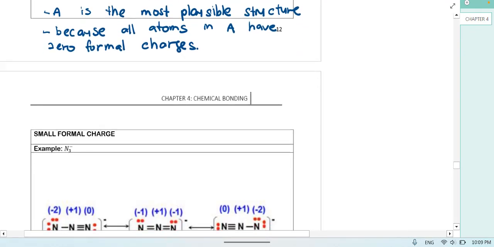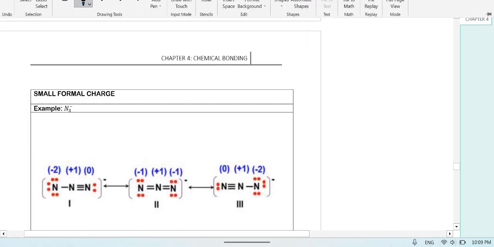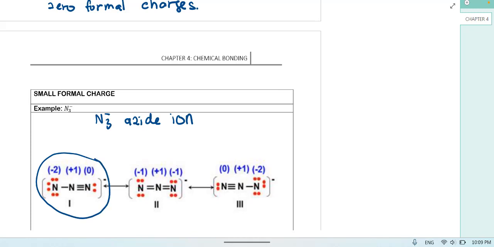Okay, next example is azide ion. N3 minus, we call it azide ion. I already drew the Lewis structures for azide ion, and I already calculated the formal charges. First and foremost, we need to look at molecules that have lots of zero formal charge. For structure 1, we have zero formal charge. Structure 2, there is no zero formal charge. And then structure 3 also has zero formal charge.